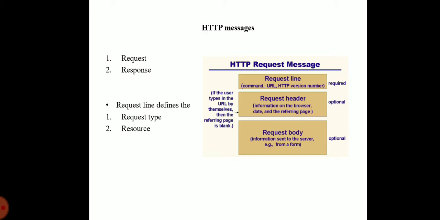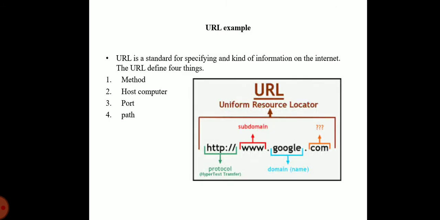The URL is a standard for specifying any kind of information on the internet. The URL defines four things: number one, method; number two, host computer; number three, port; number four, path. Now we see an example of a URL. The URL consists of: first, HTTP is the protocol and www is a subdomain. Technical publication is the domain name. .org is the top level domain. home.html is the file path.